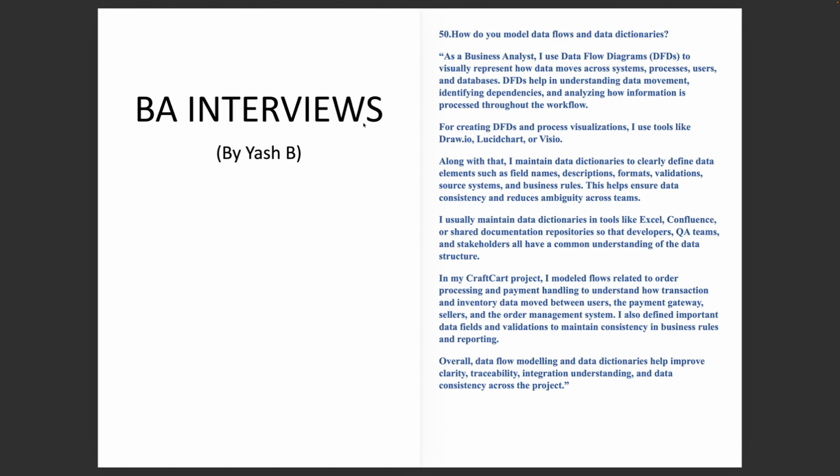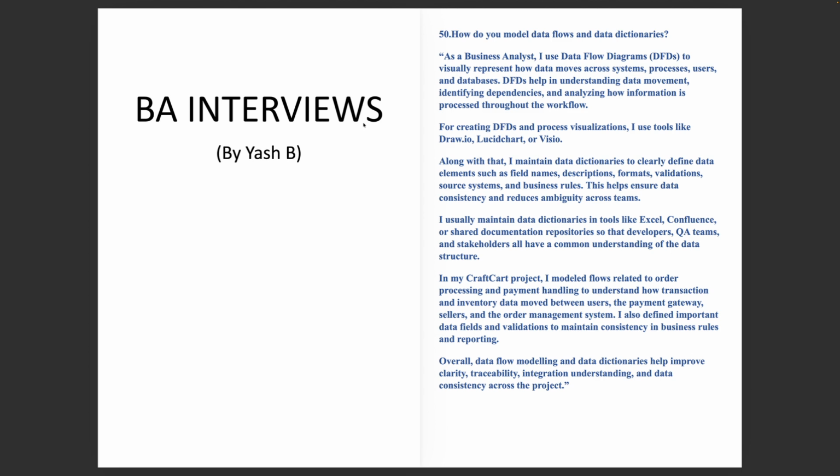In my CraftCart project, I model flows related to order processing and payment handling to understand how transaction and inventory data moved between the users, the payment gateway, sellers, and order management systems. I also defined important data fields and validations to maintain consistency in business rules and reporting. Overall, data flow modeling and data dictionaries help improve clarity, traceability, integration, understanding, and data consistency across the project.